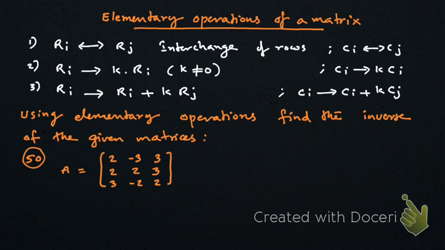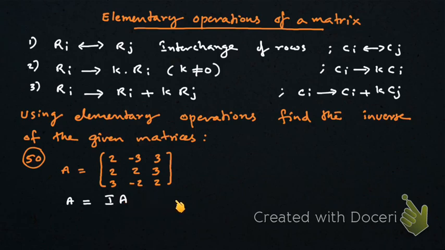To start with, we write a matrix equation with the given matrix A. Any matrix A can be written as I into A. I is the identity matrix, so the identity matrix into any matrix should give me the same matrix. So I can say A is equal to I into A. That format you need to remember. We don't write it as AI, we write it as I into A.